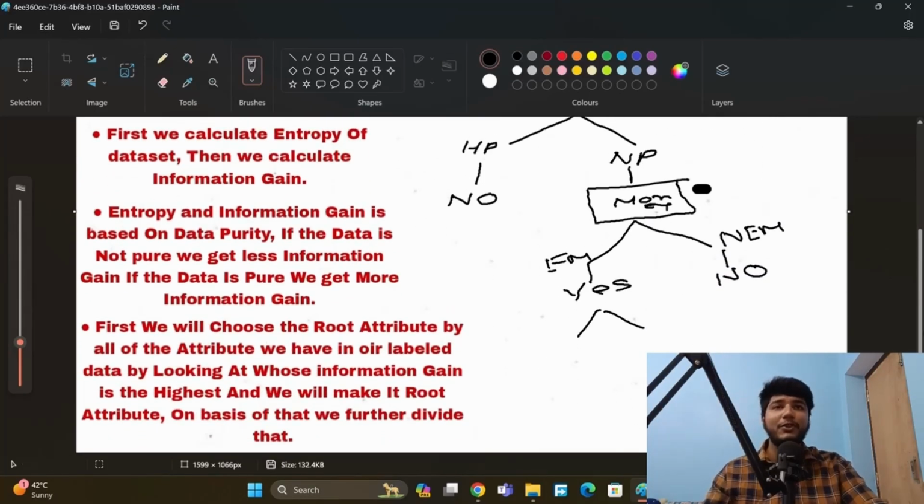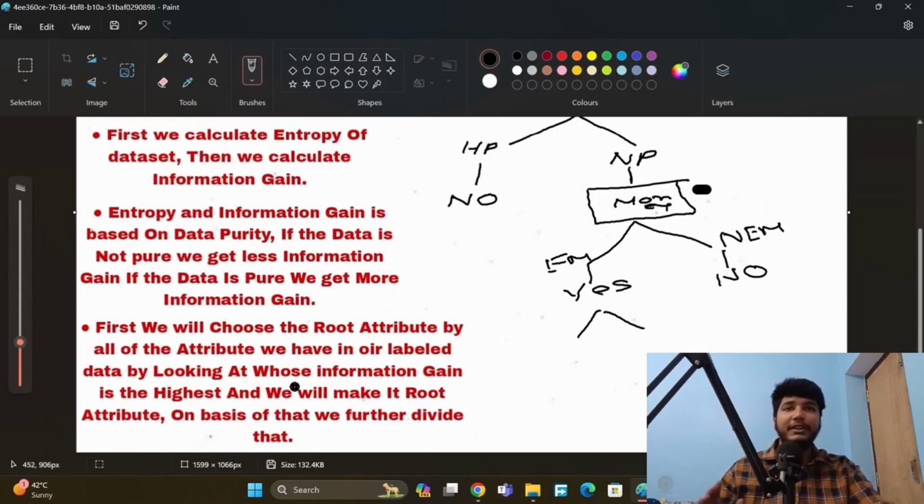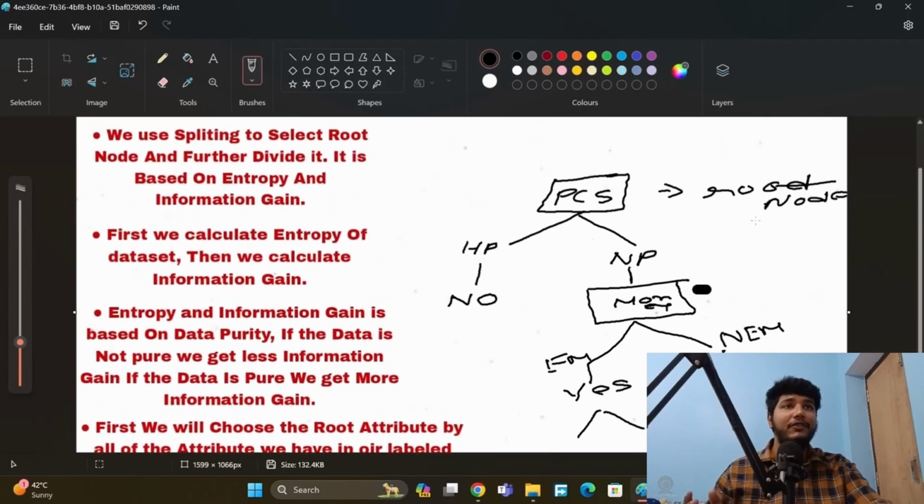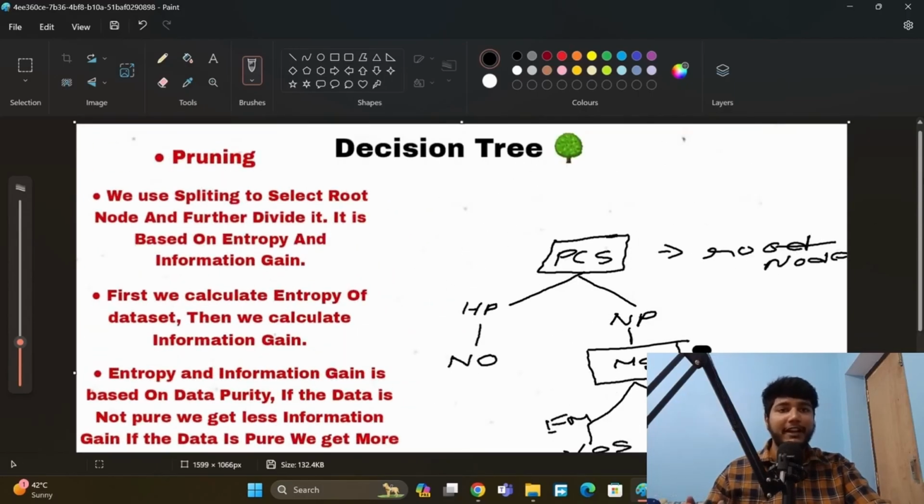First we will choose the root attribute. We will choose it from all of the attributes we have in our labeled data, by looking at whose information gain is the highest. We calculate the information gain, and whichever is the highest, we make it the root attribute. On the basis of that we will further divide it. So we use mathematics to do that.